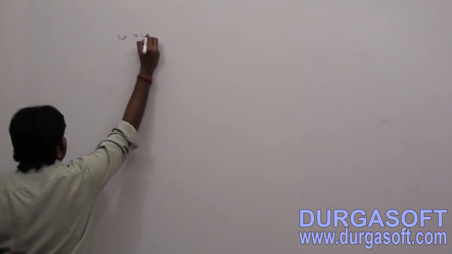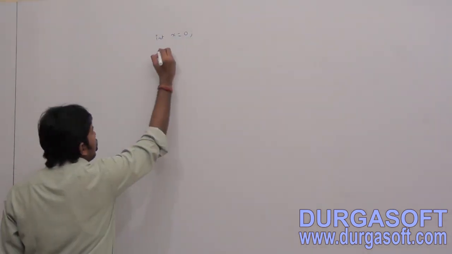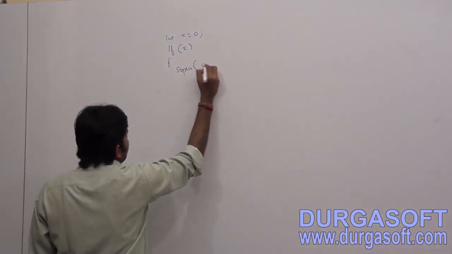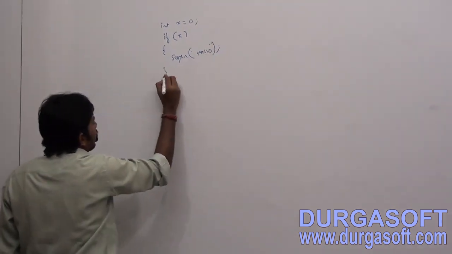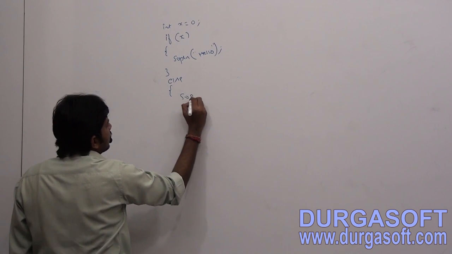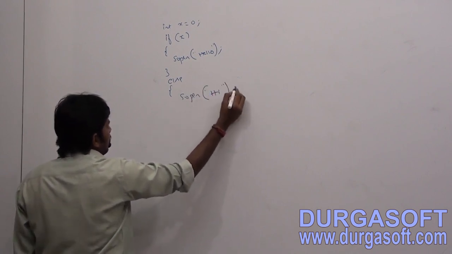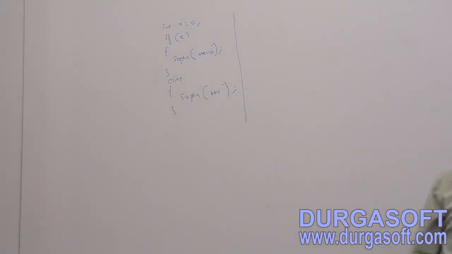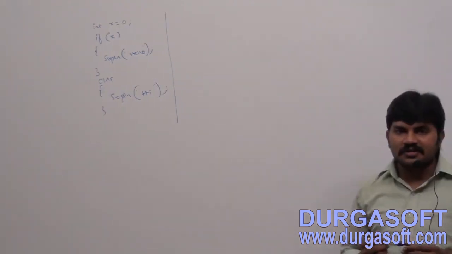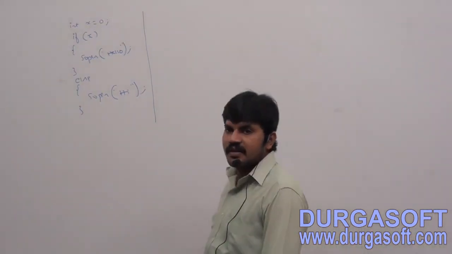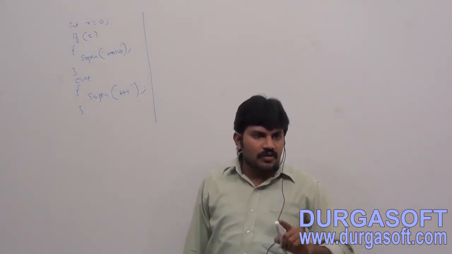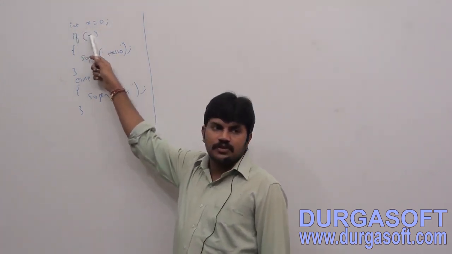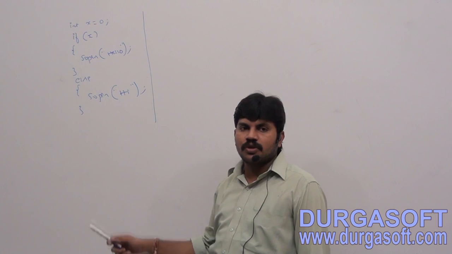Int x is equal to 0. If of x, System.out.println of hello, else System.out.println of hi. Can you tell what output we are going to get? Most of the people are going to fail. Sir, int x is 0, if of 0 means false, false means else is going to execute, hi is the answer.